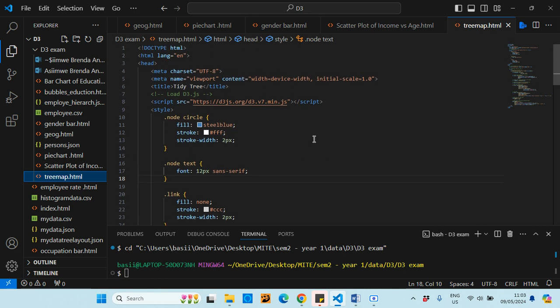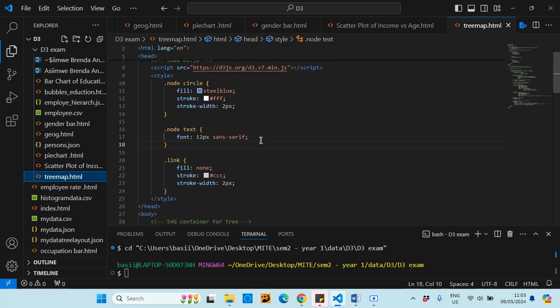We have the tree map here. Basically, I use a tree map to show the distribution, like the hierarchy of these employees: who supervises who, who answers to who. So that is what I use this for. I declared the HTML and loaded the D3 library. Basically, that's it.